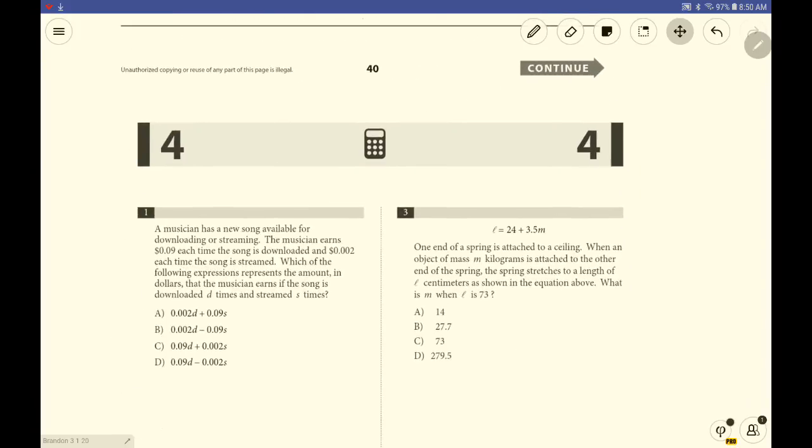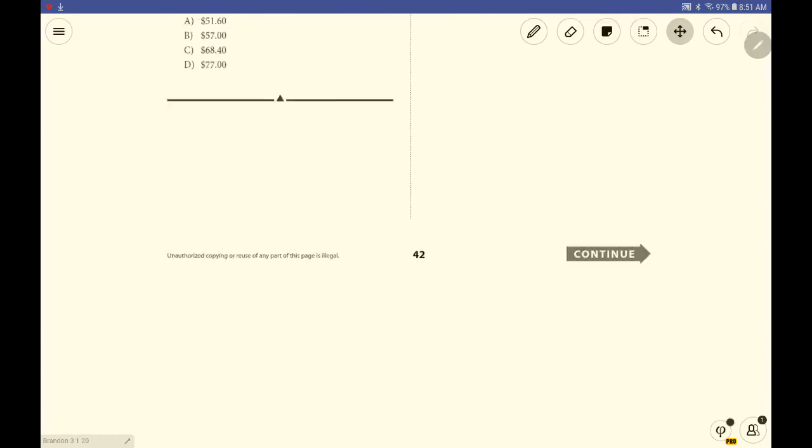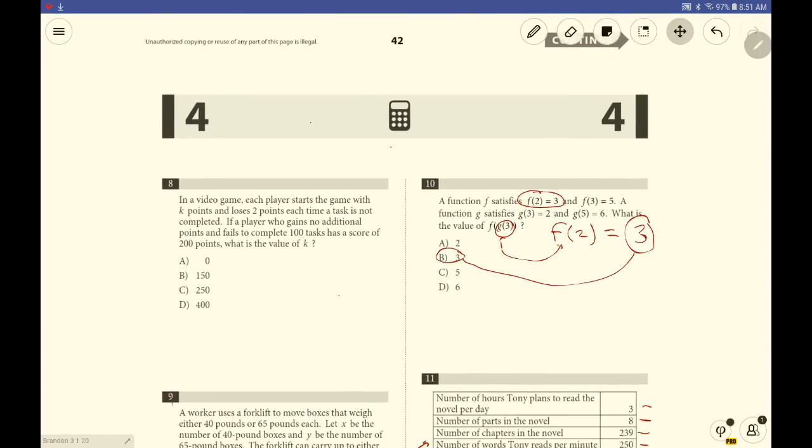On to section 4. This is number 10, function notation, function operations. It's just careful substitution from the inside out. f of g of 3, first we find out what g of 3 is, plug it in for that, then we have the f of 2, which is 3.